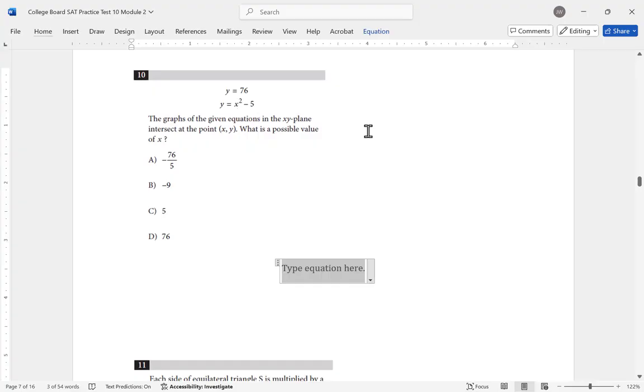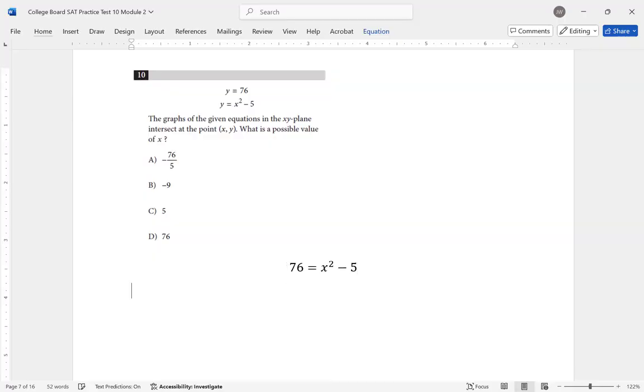Basically what I would do is substitution: substitute 76 in for the y value in the second equation. That would give 76 is equal to x squared minus 5. Again, I'm using substitution here. Add 5 to both sides. That would give me 81 is equal to x squared. And then solving this, that forces either x to be a positive 9 or x to be a negative 9.